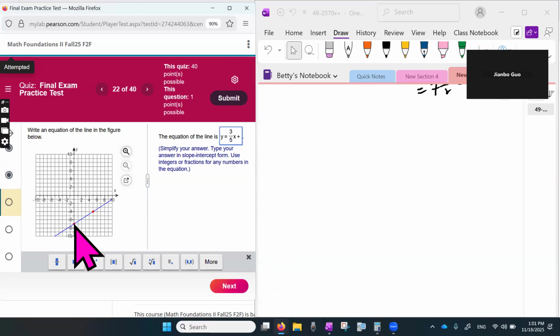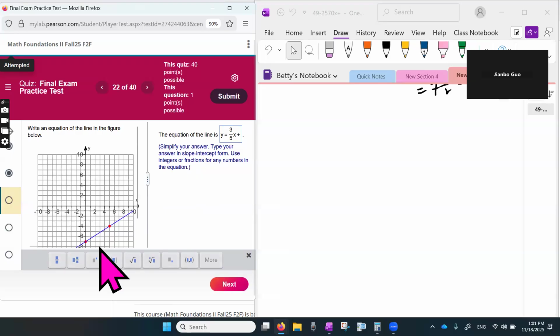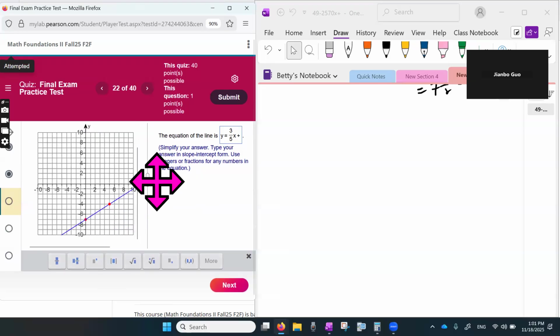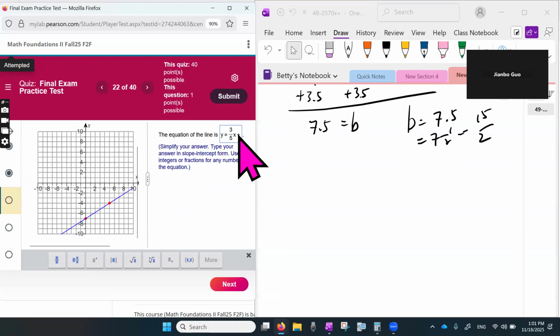The line cuts the y-axis at -2, 4. Okay, hold on. I need to make it bigger. Sorry about that. This is the biggest I can go. -7. Yeah, -7. So we're gonna put -7 here. Okay, plus -7. There we go.